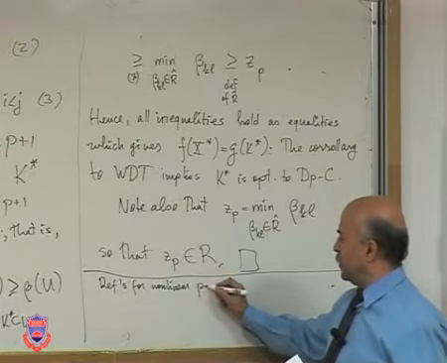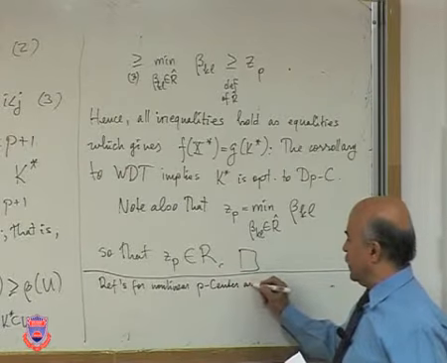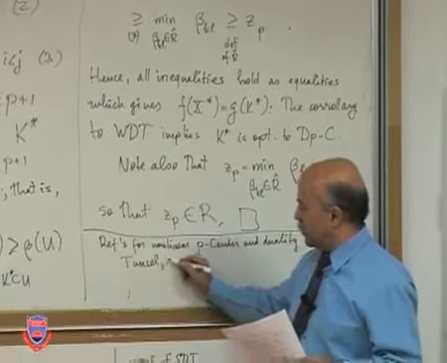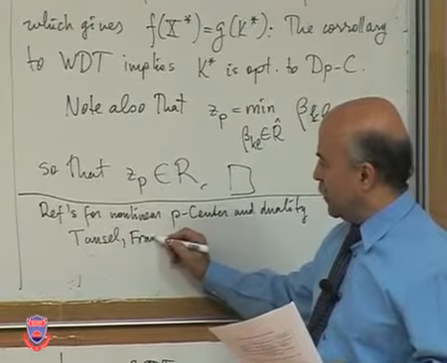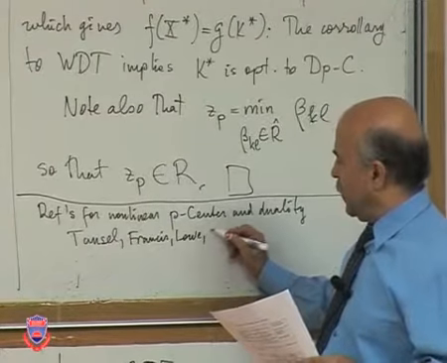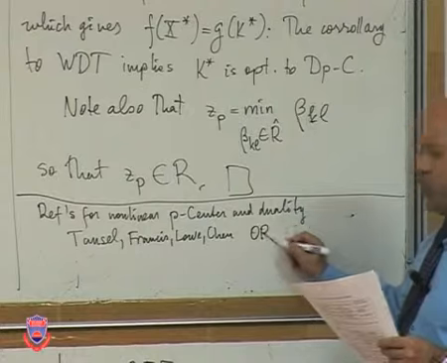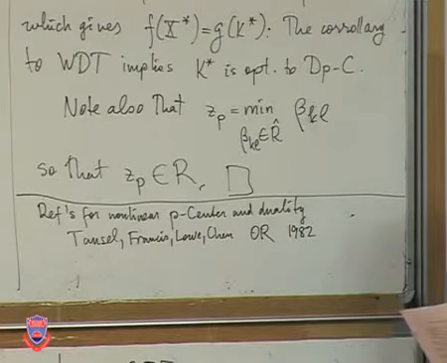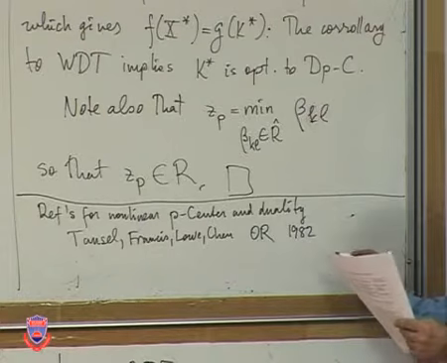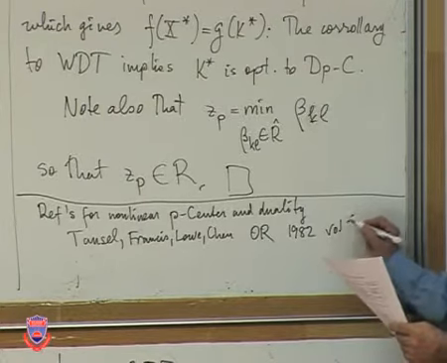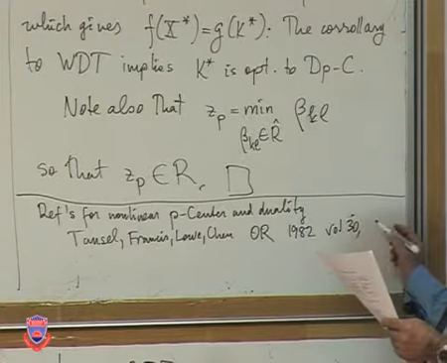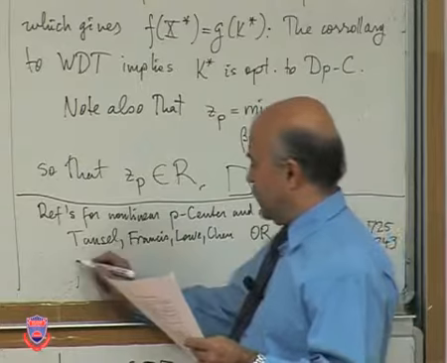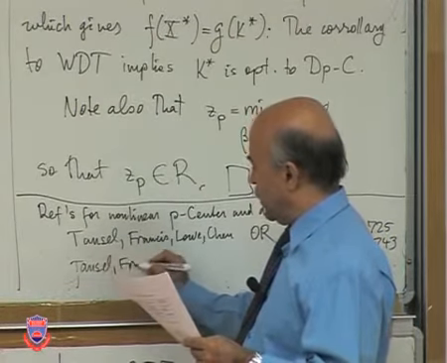References for the nonlinear P-center problem and related duality. One is the paper I cited before by Tansel, Francis, Lau, and Chen. This is the Operations Research paper, published back in 1982. I think I wrote down 83 before, so please correct that. It's 82. Volume 30, pages 725 to 743.